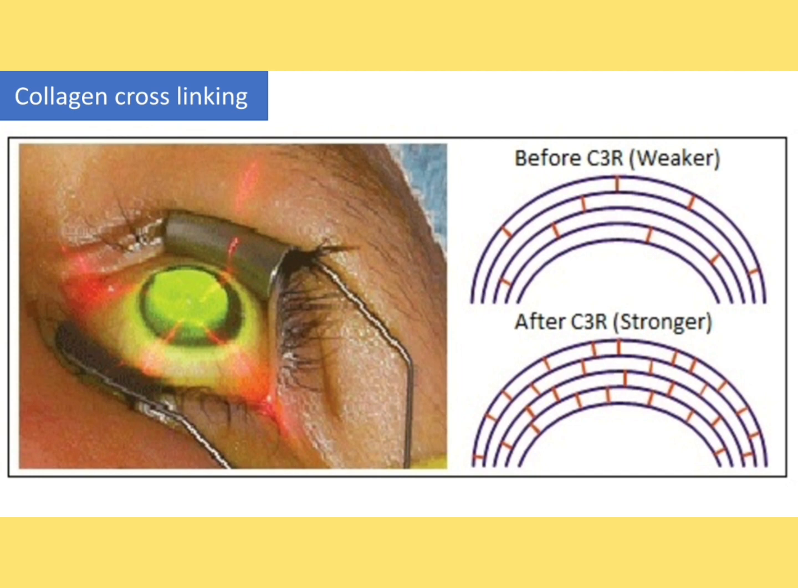Once exposed to UVA, the riboflavin generates reactive oxygen species, which help the formation of covalent bonds between the collagen molecules. That is why riboflavin is very helpful in collagen cross-linking to give cornea strengthening.